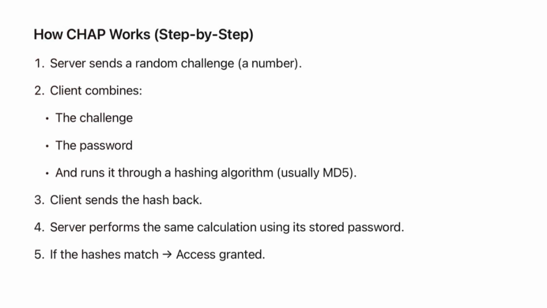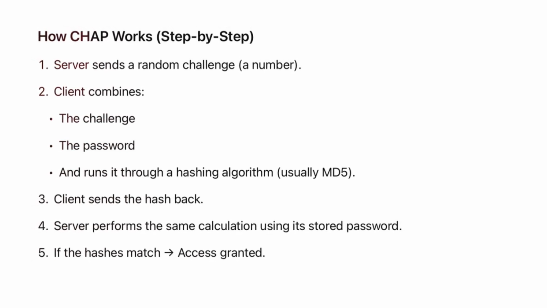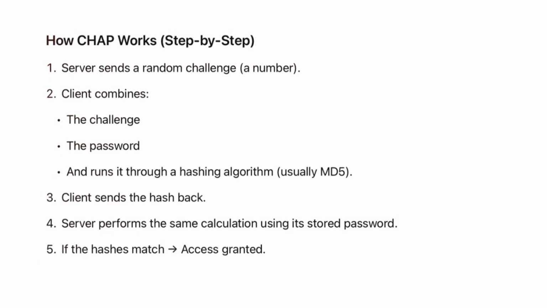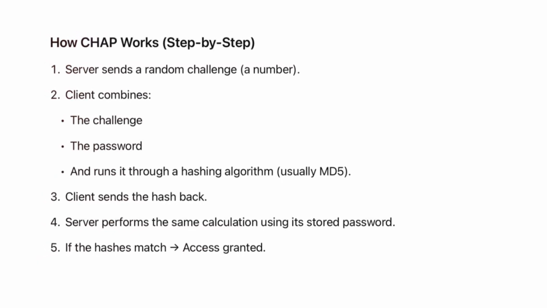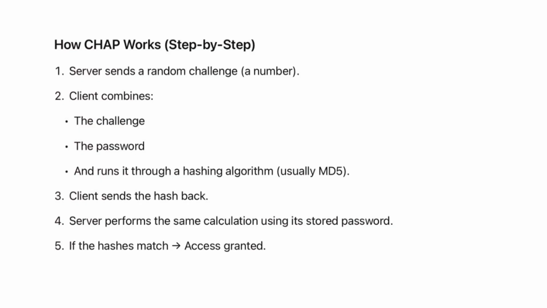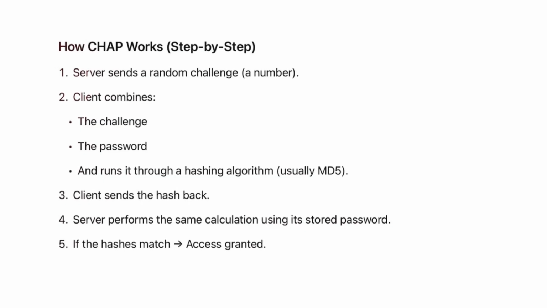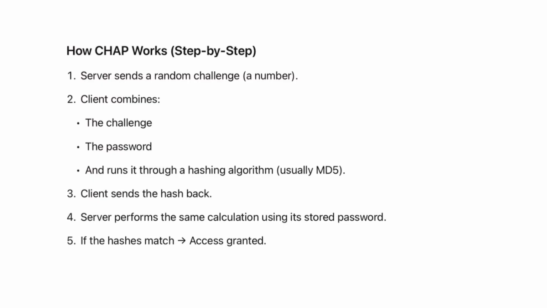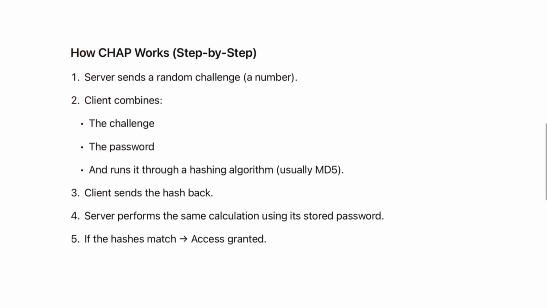1. Server sends a random challenge, a number. 2. Client combines the challenge and the password, and runs it through a hashing algorithm, usually MD5. 3. Client sends the hash back. 4. Server performs the same calculation using its stored password. 5. If the hashes match, access is granted.